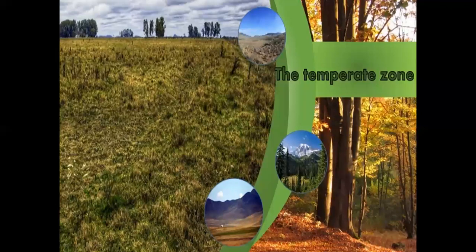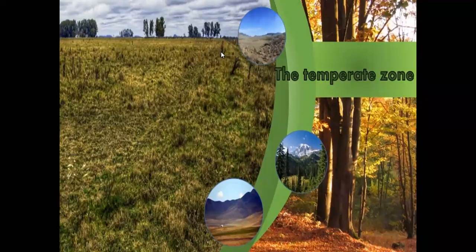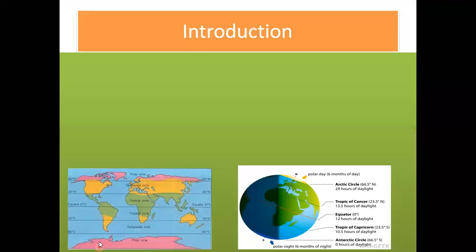Hello children, today we are going to learn lesson number 6, the temperate zone. Before we start the lesson, we have to know where the temperate zone is located, how it is, what the climate is, and what plant life and animal life there are in the temperate zone. See children, temperate means what? Temperate means climate. Yes or no? Temperate is nothing but climate.